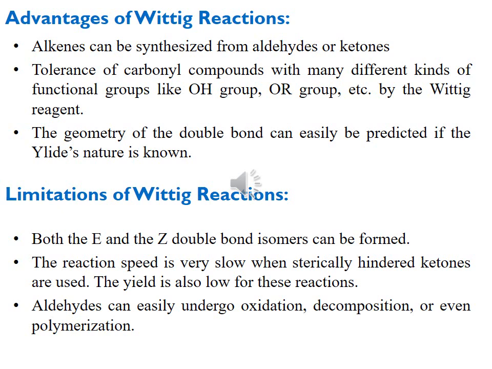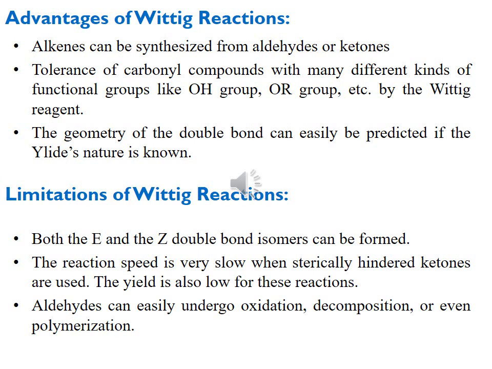The limitations of Wittig reactions include that both E and Z double bond isomers can be formed under normal conditions. This makes it tough for us to isolate the products from the reaction medium, and from the organic synthetic point of view, this is not very good for an organic chemist. The reaction speed is very slow when sterically hindered ketones are used. The yield is also low for these reactions.